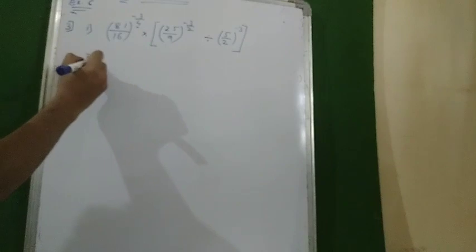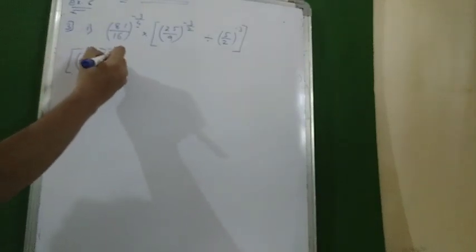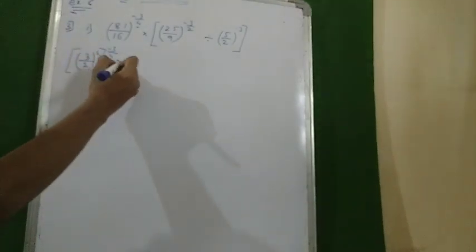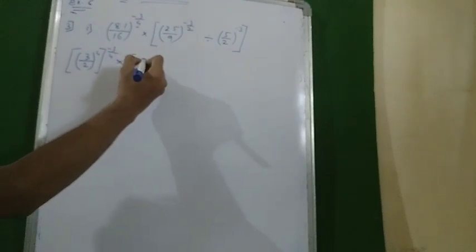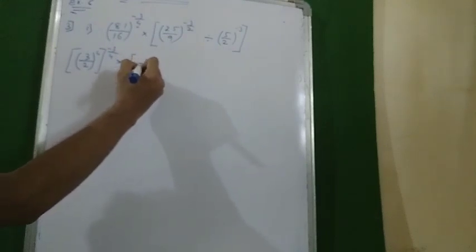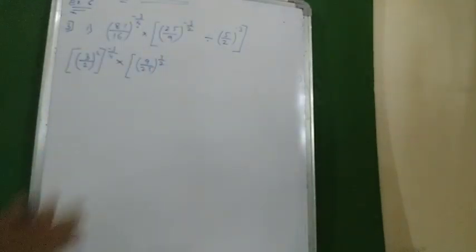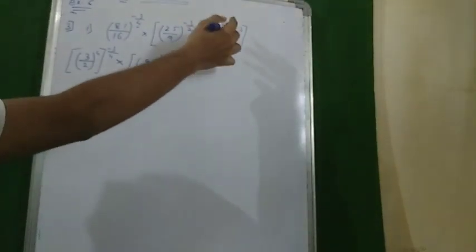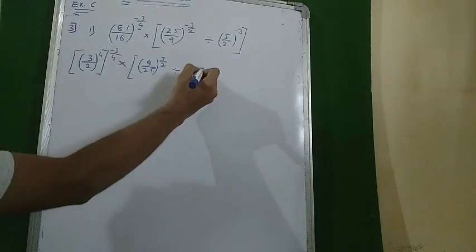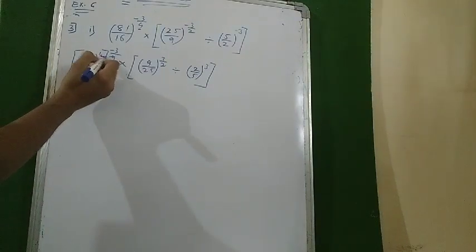So it is 3 upon 2 whole raised to 4, and this minus 3 upon 4 as it is. Multiply by this minus 3 upon 2, when reciprocal becomes 9 upon 25 whole raised to 3 upon 2, minus sign gets plus and this becomes interchange. Divide by, again we have minus 3, so 5 upon 2 becomes 2 upon 5 raised to minus 3 becomes plus 3. Okay, so this 4 gets cancelled.